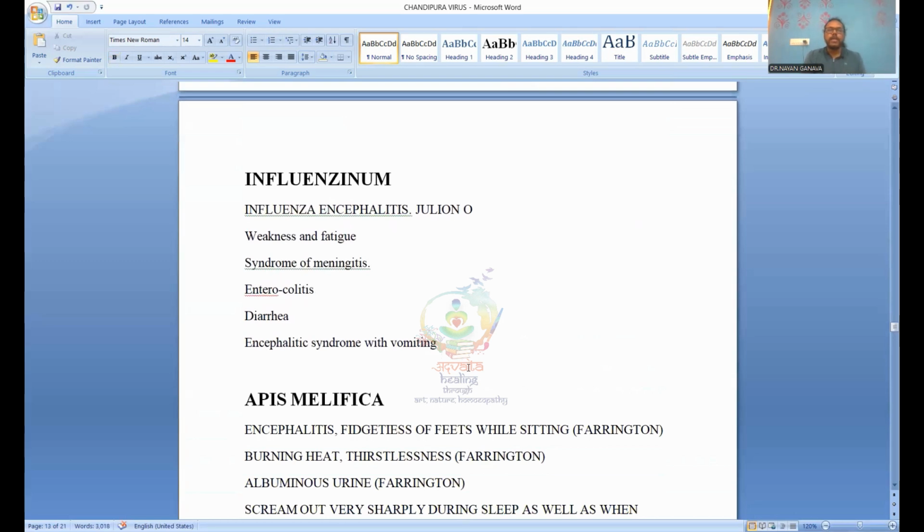So if we see the third remedy, influenza, encephalitis, that is what is written by Julian. Julian further wrote weakness and fatigue, syndrome of meningitis. We have discussed before encephalopathy. That is what he is trying to convey. Enterocolitis, diarrhea, encephalitic syndrome with vomiting. See how perfectly Julian had written it: encephalitic syndrome with vomiting.